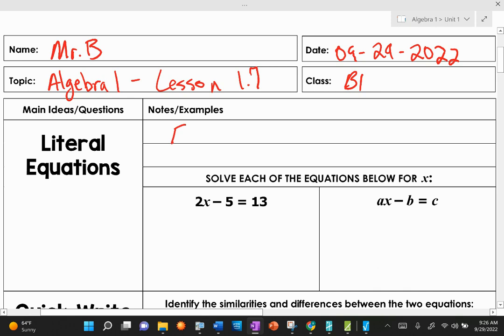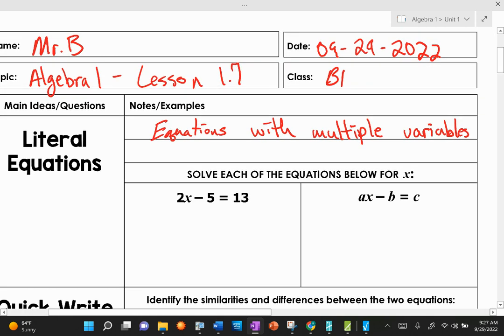are equations with multiple variables. Below that, we have two equations. We have one on the left that says 2x minus 5 equals 13, and on the right, we have ax minus b equals c.